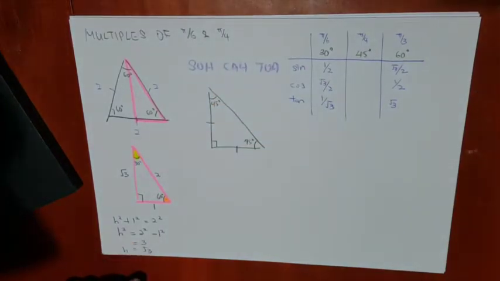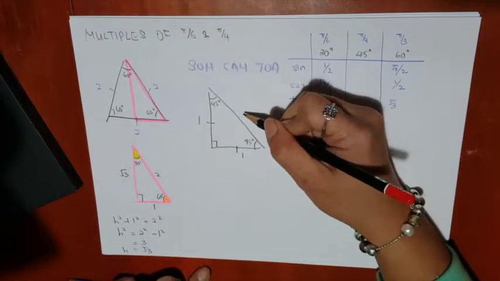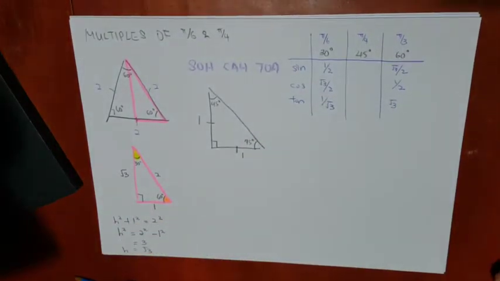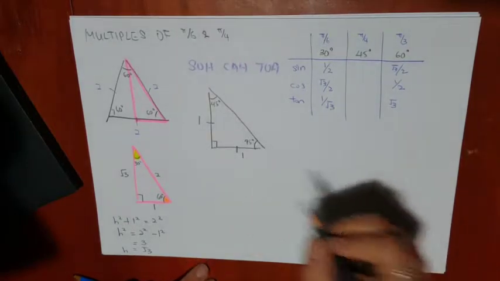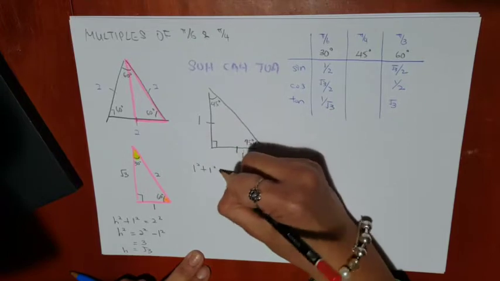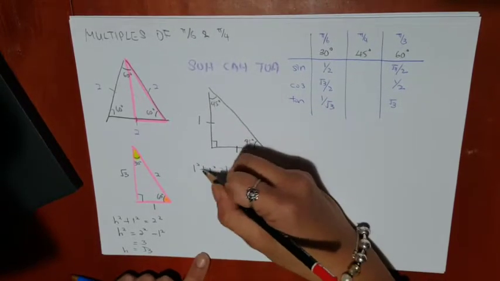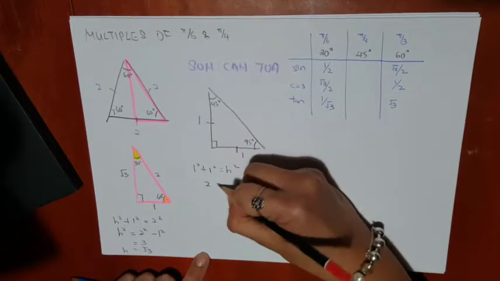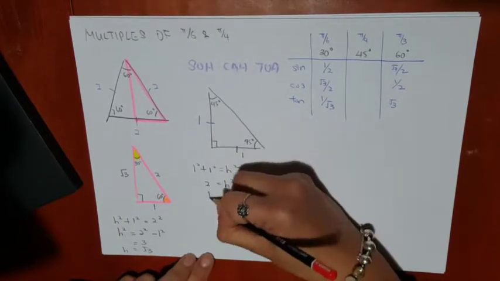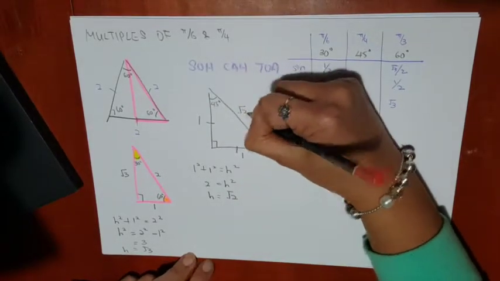And then if we want to have this as a length, for example, if this is 1 and this is 1, what about this length? Using the same Pythagoras theorem that we have done before, this side squared plus this side squared equals hypotenuse squared. So 1 squared plus 1 squared is 2, equals h squared. So my h is square root 2. So this is square root 2.